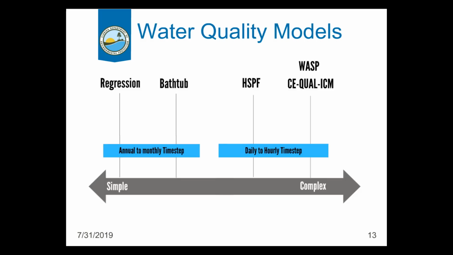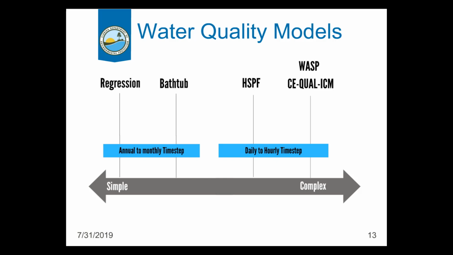When we look at water quality models, there are a number of things to consider. As we alluded to before, there's a range of complexity from our regression models on one end to a complex process-based model like WASP or CE-QUAL-ICM on the other. But another aspect of this is what time step the model is actually using to predict the behavior of the system. Our simple models tend to be run on an annual time step, bathtub and regression, whereas HSPF and WASP and CE-QUAL are all run at a daily or hourly time step, which is required to run those more complex process-based equations.